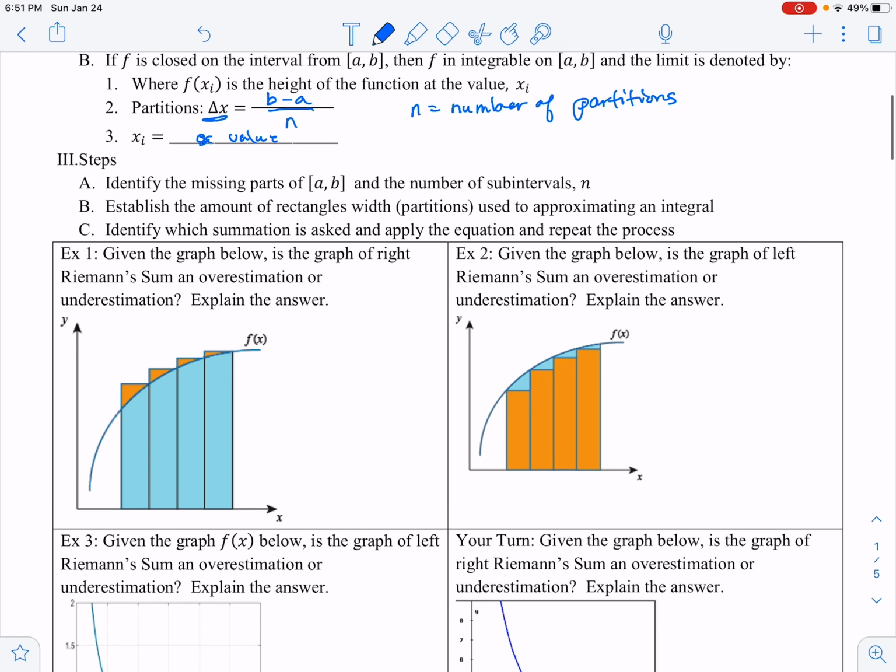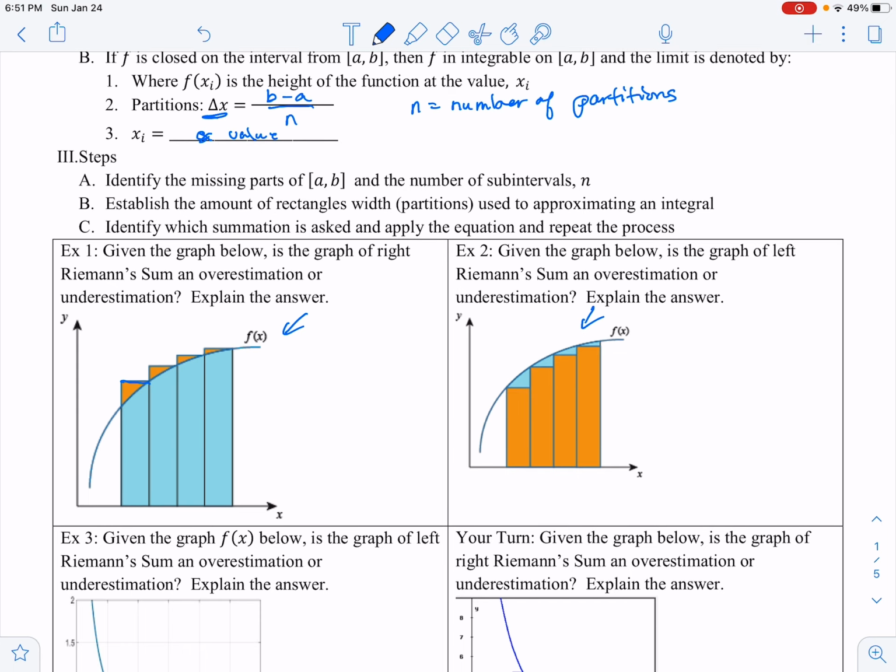You'll notice both these graphs are concave down. They're asking you, is it an overestimate or an underestimate? Well, it depends. This one was a right sum, so all of that yellow stuff makes this an overestimate. It's concave down from the right, and you end up with an overestimate. This one's concave down, and we came from the left. It's an underestimate.